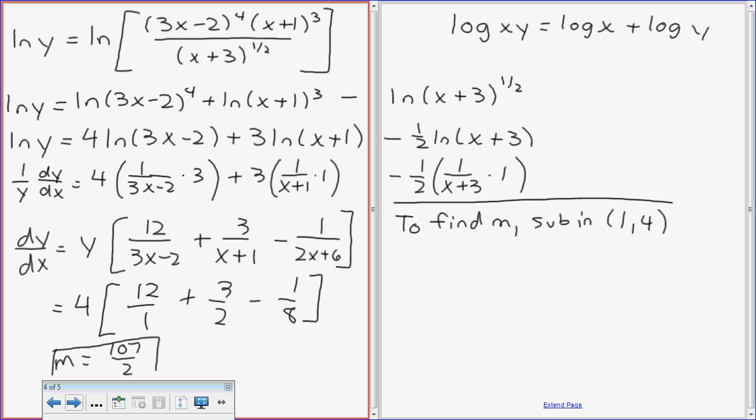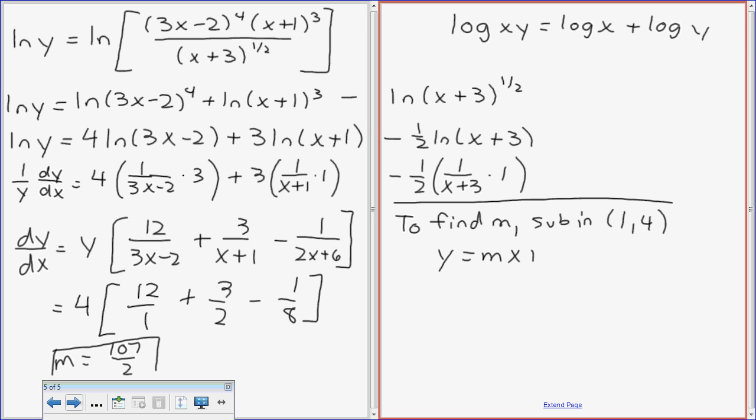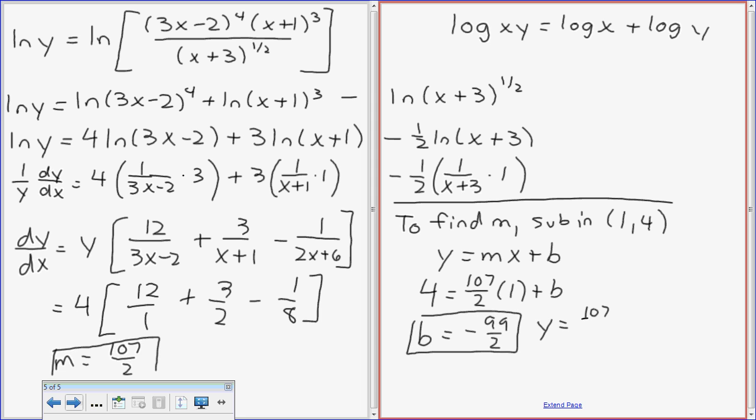Okay? So to do y equals mx plus b to finish, 4 equals, oh boy, sorry about that. So I'm going to say b equals, oh boy, negative 99 over 2. Yuck. Therefore my equation is y equals 107 over 2 x minus 99 over 2. Can someone just confirm that for me? That was done without a calculator.